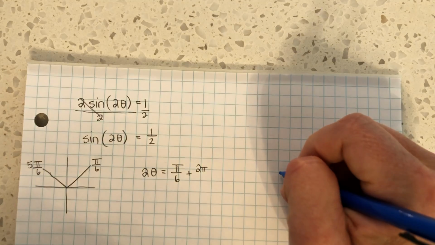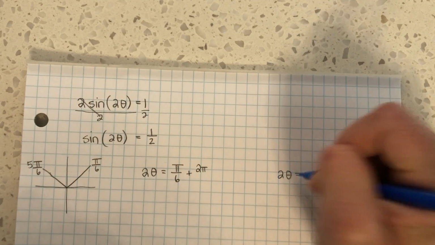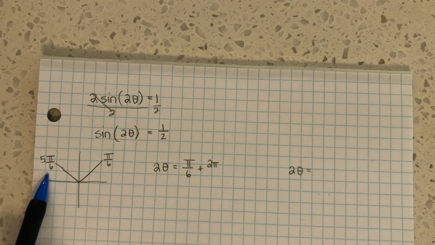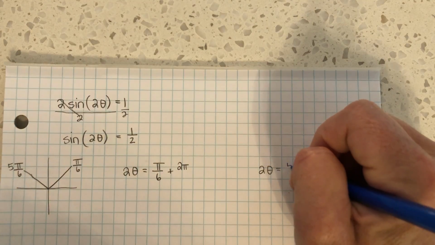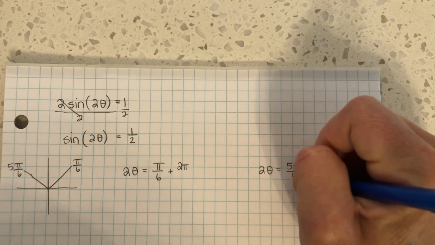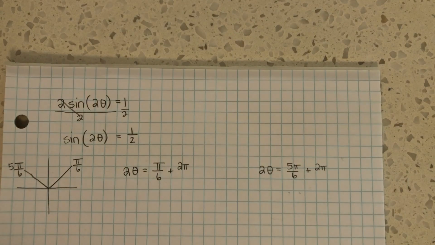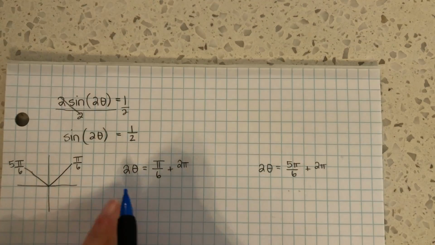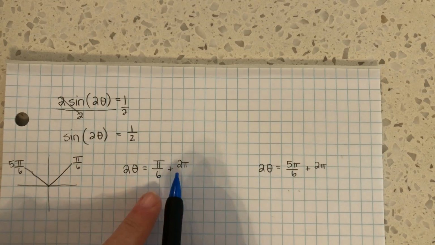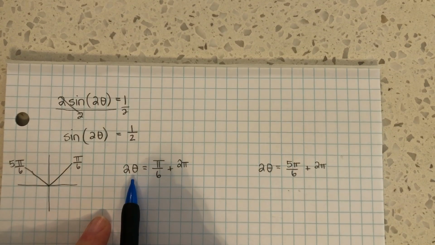Or 2 theta could have equaled, what was the other angle we said makes this true? 5 pi over 6 plus 2 pi radians away from it, right? Prepare for more answers, so add that original period on. All right, well, here's the problem. 2 times theta has to equal this plus that period. Now you solve this for theta.